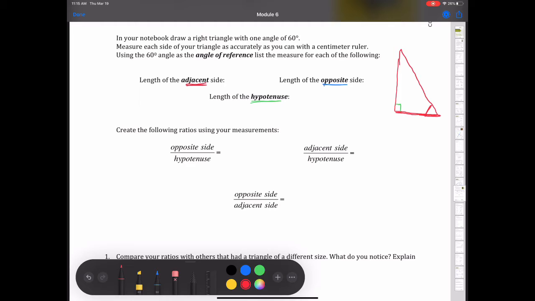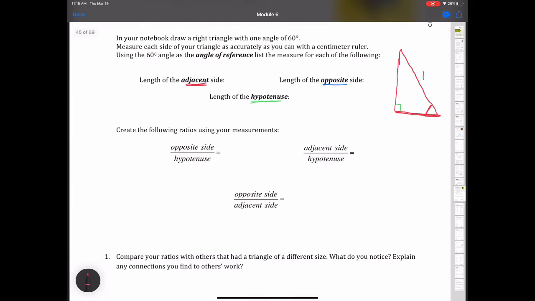All right, I'm going to use some arbitrary side lengths. Here are some side lengths of my triangle. I know that this shorter leg is 9, the hypotenuse is 18, and the longer leg is 15.6.